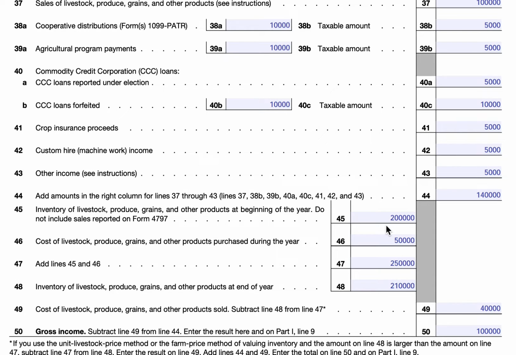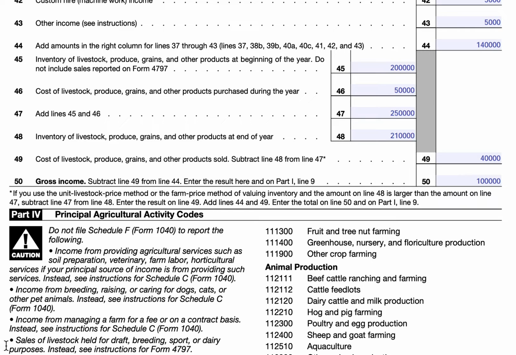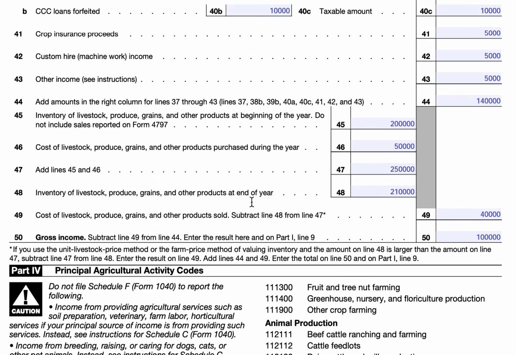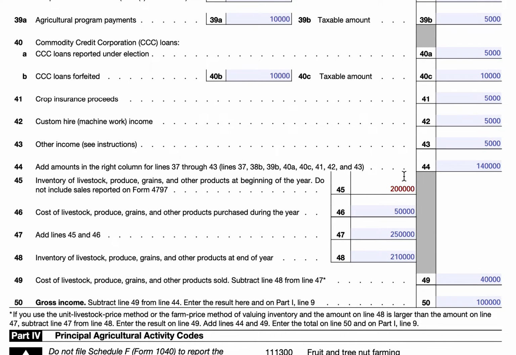So this is one of the main distinctions between the cash method and the accrual method. So in the accrual method, you'll enter your beginning inventory of livestock, produce, grains, and other products, but you won't include the sales of anything that was actually sold as business property. So anything under this section right here, sales of livestock sold, held for draft, breeding, sports, or dairy purposes, those costs would not be in here. This is simply the inventory, and I just came up with a beginning year inventory of $200,000. In line 46, you'll enter the cost of anything that you purchased during the year. So that results in a total of $250,000 of inventory. At the end of the year, we had $210,000 of inventory. And at the end, we back that out and we have $40,000 that represents the cost of goods sold.